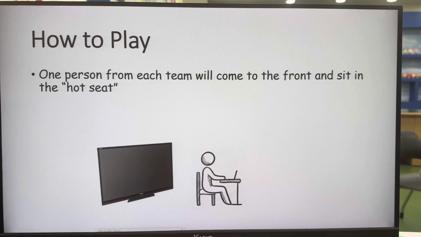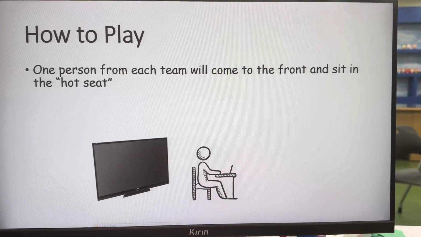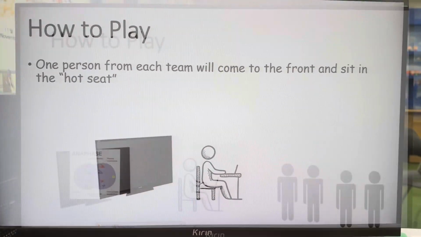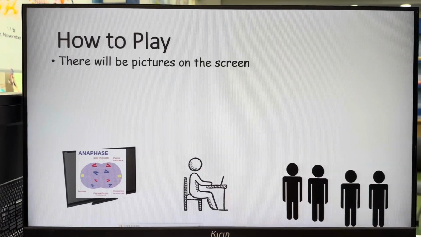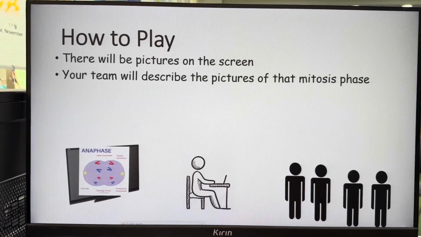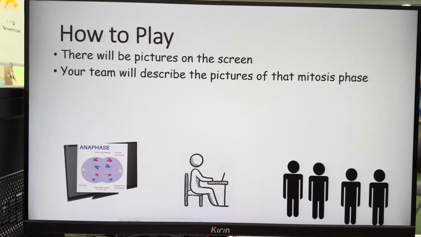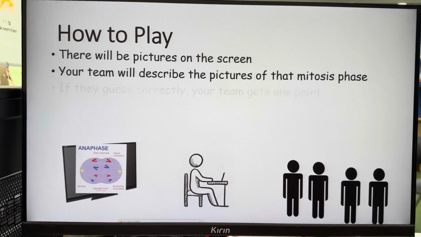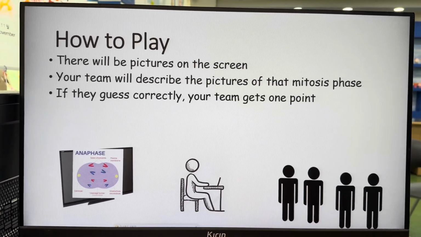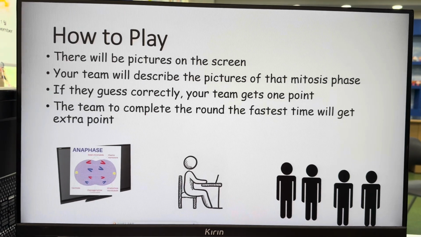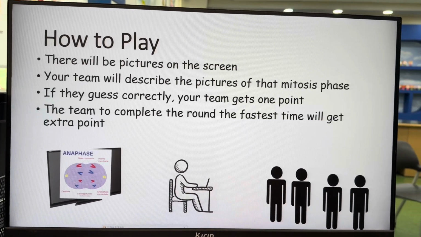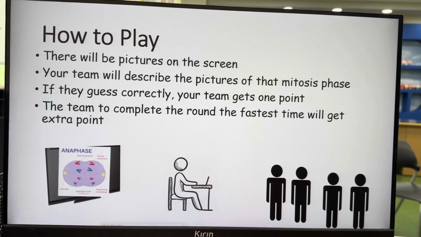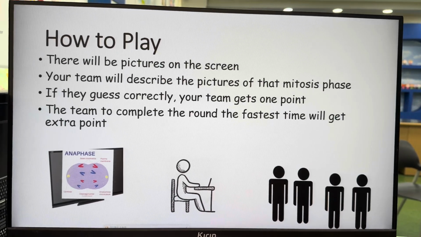One person from each team will come to the front and sit and face away from the screen. There will be a picture on the screen. Your team will describe the pictures of that mitosis phase. If they guess correctly, your team gets 1 point. The team to complete the rounds in the fastest time will get extra points.